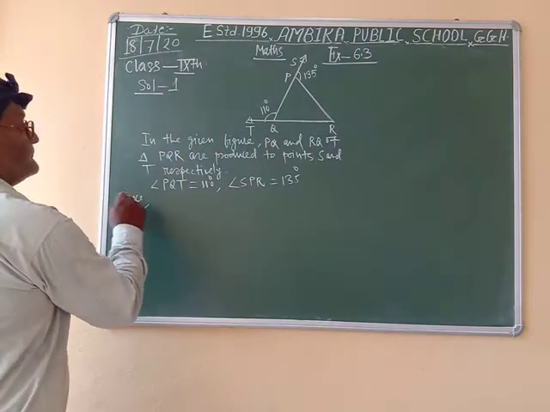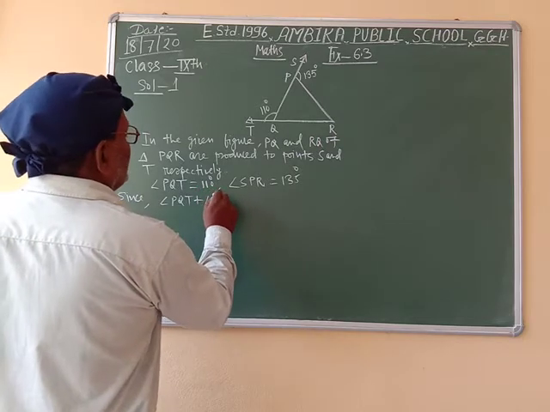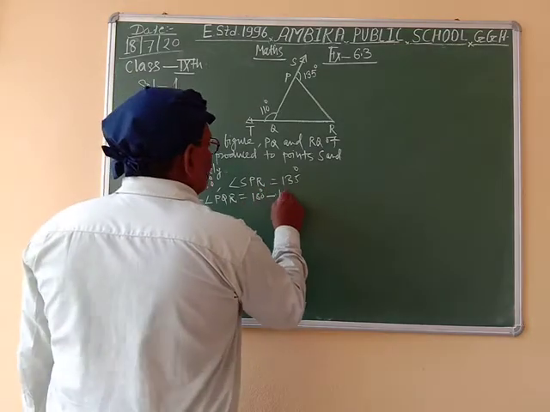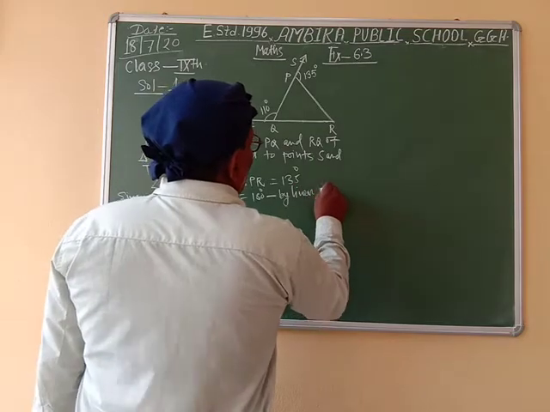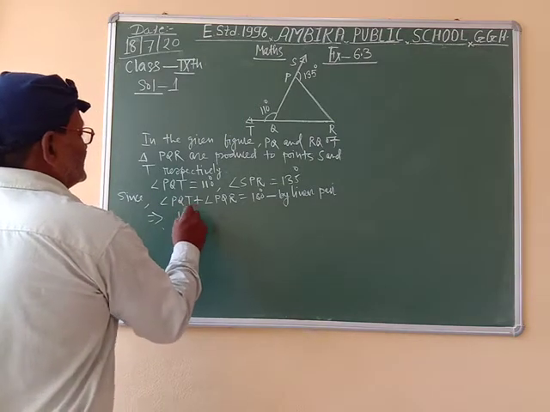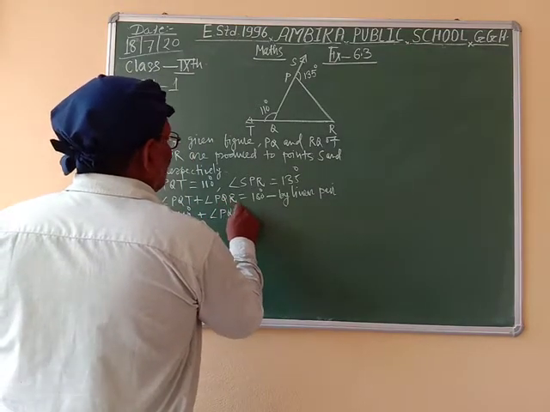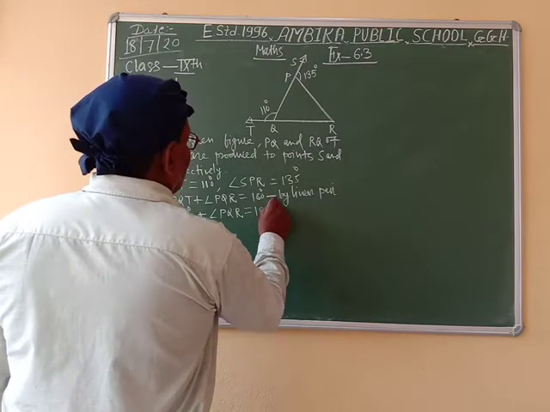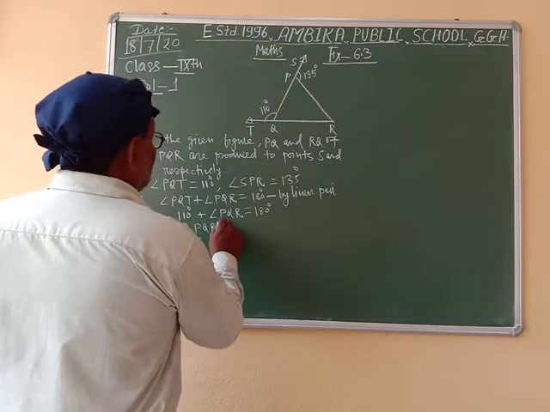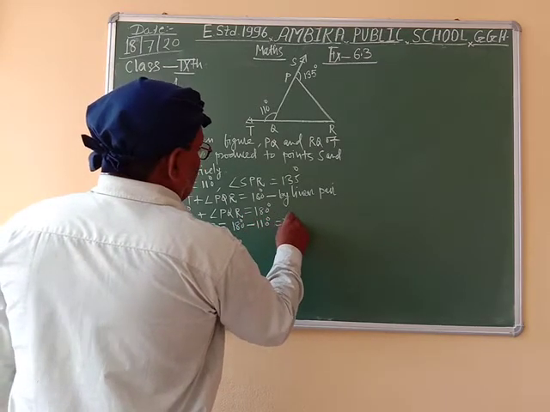Since angle PQT plus angle PQR is equal to 180 degrees by linear pair, angle PQT 110 degrees plus angle PQR is equal to 180 degrees. So angle PQR is equal to 180 degrees minus 110 degrees, which is 70 degrees.